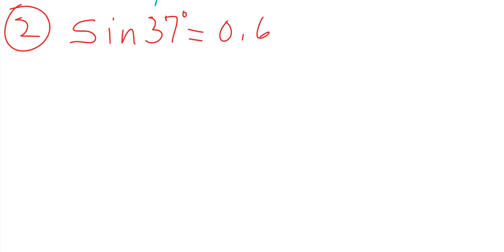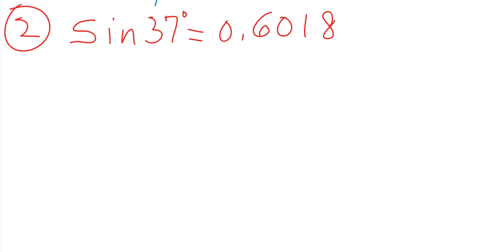0.6018. Usually we give our trigonometric ratios to 4 decimal places. That's all the way out to the 10,000th of a unit. So 0.6018. Sine of 37, 0.6018.